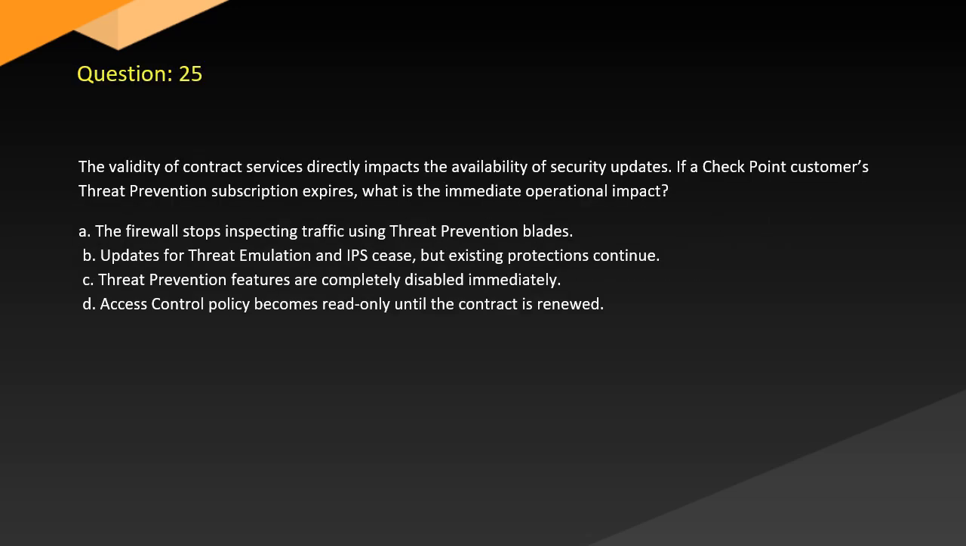Question 25. The validity of contract services directly impacts the availability of security updates. If a Check Point customer's threat prevention subscription expires, what is the immediate operational impact? A. The firewall stops inspecting traffic using threat prevention blades. B. Updates for Threat Emulation and IPS cease, but existing protections continue. C. Threat prevention features are completely disabled immediately. D. Access control policy becomes read-only until the contract is renewed.